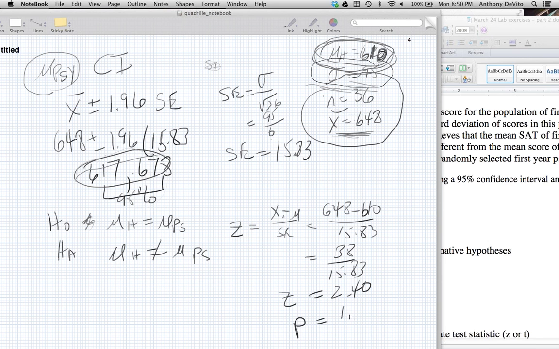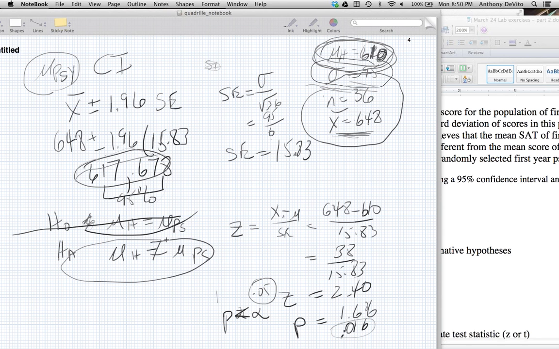So do I reject my null hypothesis? My p-value is 0.016. I reject if p is less than my acceptable level of error, which is alpha, 0.05. So I have a 1.6% chance of being wrong. I'm willing to accept up to a 5% chance of being wrong. So I reject my null hypothesis and I accept my alternative hypothesis that the mean for Hunter students in general is different than the mean for psych students. Okay?